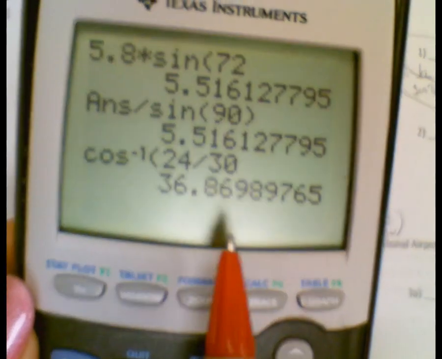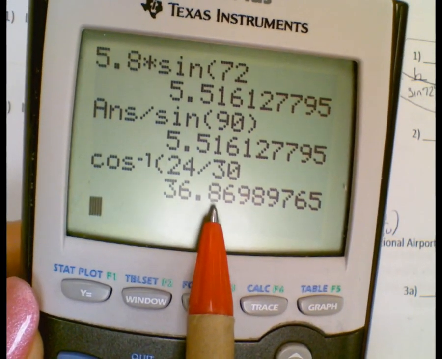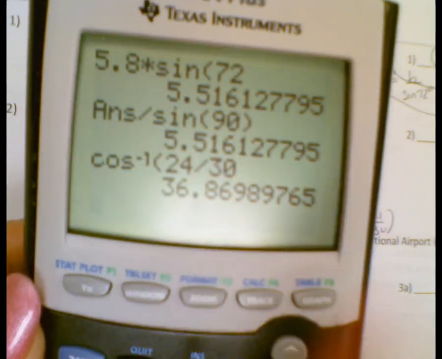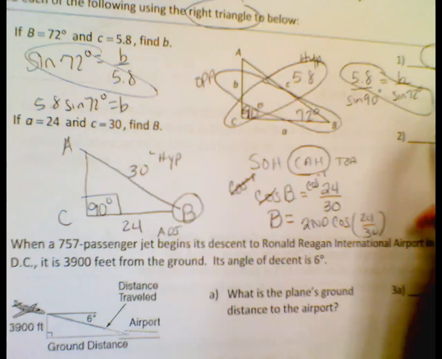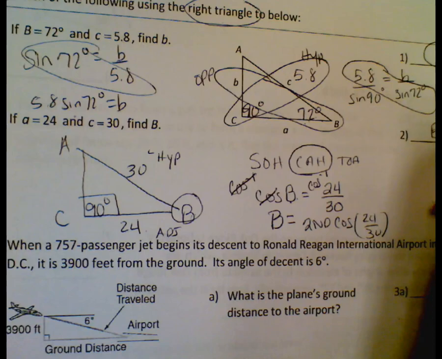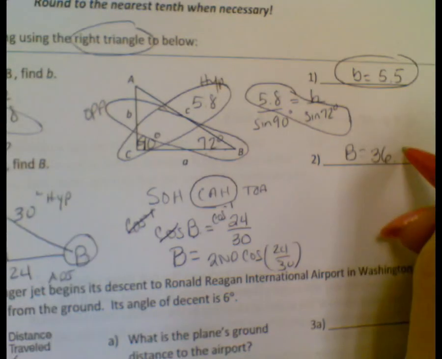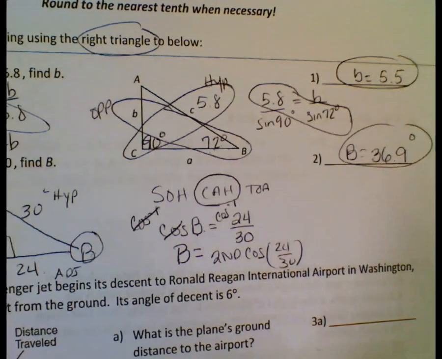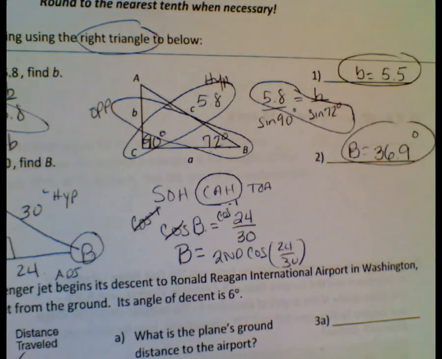36.86. Now this 6, we'll round the 8 to a 9. So this is going to be 36.9 degrees. So angle B is 36.9 degrees. Does everyone in this class understand that?